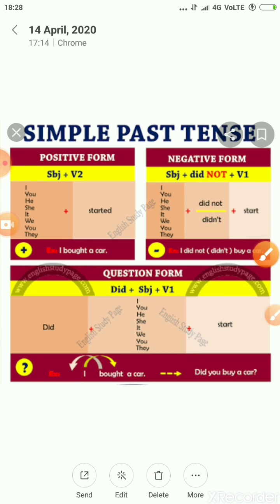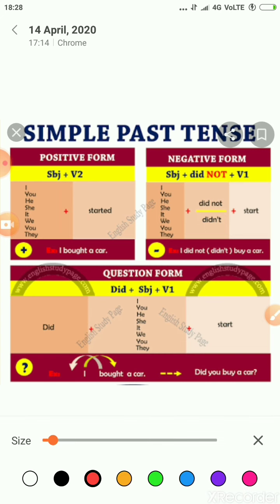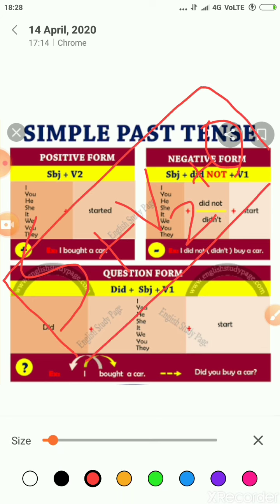If any student finds some distraction or difficulty, you can write it down. I will write down on the screen the form and structure of simple past tense. It is subject plus V2 plus object. That is called the simple past tense structure: subject plus V2 plus object.